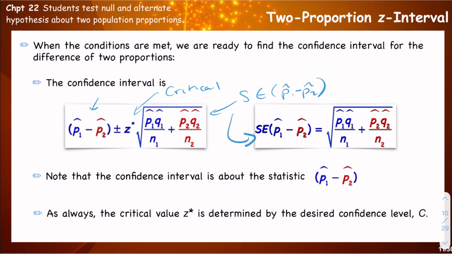which you see here. Note that the confidence interval is about the statistic P1 hat minus P2 hat. It's the difference in the sample proportions. As always, the critical value is determined by the desired confidence level C, and you know how to find that with inverse normal.